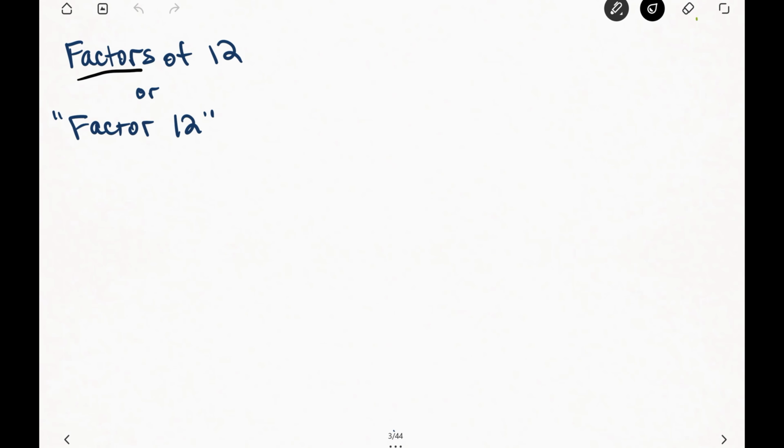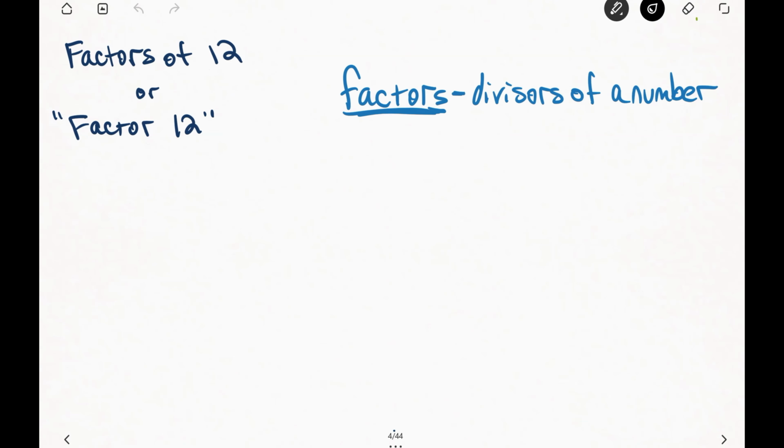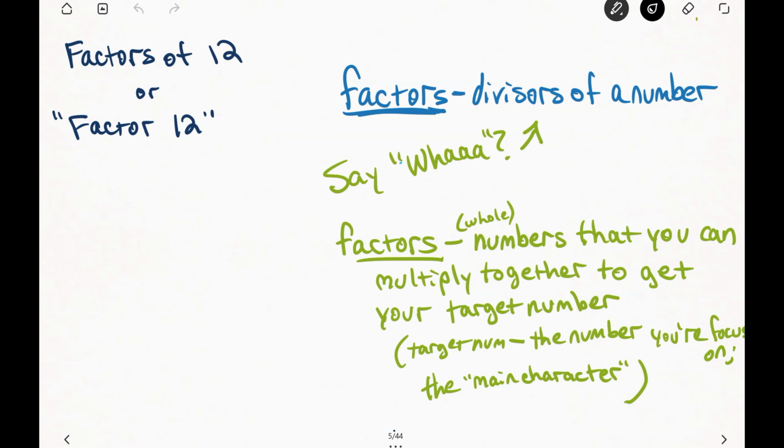Let's talk about factors of 12. And 12 is just a random number that I picked, okay? So they need to know the factors of 12. First, the term factors just means the divisors of a number. So you might say, what does that mean? In more simple terms, factors means the whole numbers, not decimals or fractions, that come out even, the whole numbers that you can multiply together to get your target number.